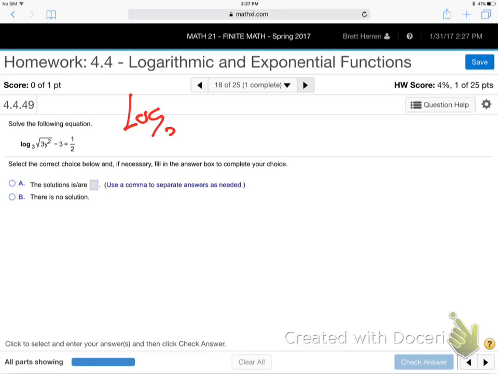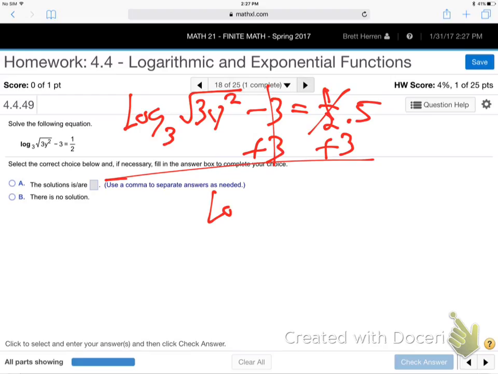Okay, so log base 3 of the square root of 3y squared minus 3 equals a half. Ooh. All right. What's the game plan? Add the 3 is a good place to start. Hey, why don't we just make this 0.5? Decimals are easier to work with, right? Let's add 3 to both sides. 3.5 over there. We good so far? Just add the 3. All right, let me let you make the next step.